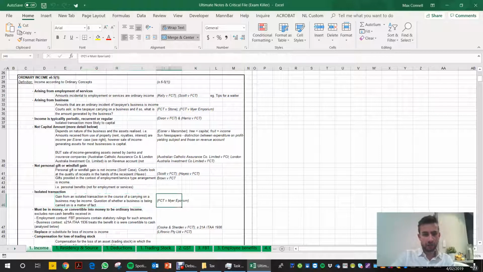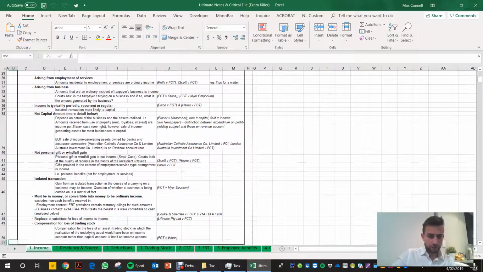So a lot of the questions, it's not a strict answer whether it's capital or income. You're weighing up the facts and making an informed judgment. That's how you answer these questions. So it's in considering all the facts of the case, whether it was isolated, whether it was recurrent, periodic.